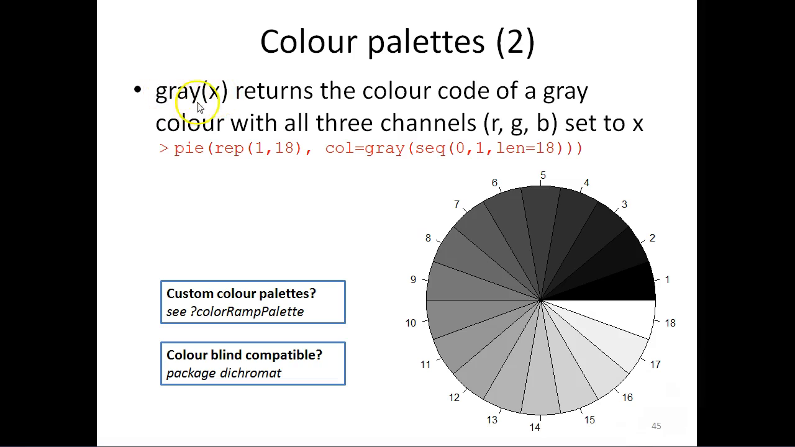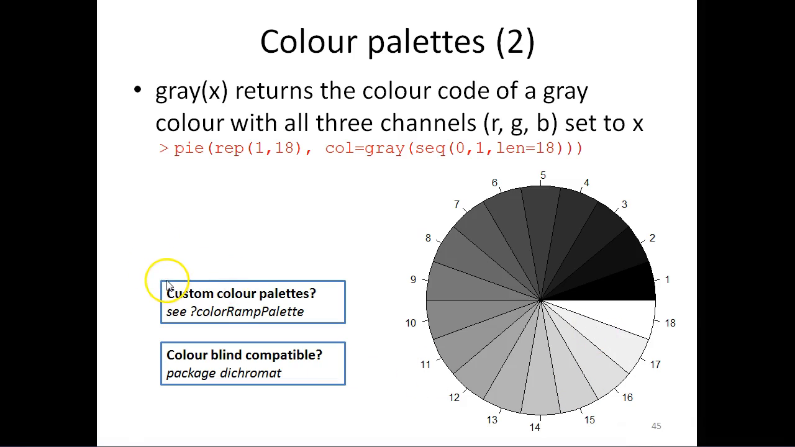So if you write gray 0, you get the color code for black. If you write gray 0.5, you get a gray color in return. In this example, we ask for a pie chart with 18 pieces of equal size, and we want the colors to be 18 colors from the gray scale, ranging from 0 to 1 in 18 steps. You get 0 and then something that's a bit more than 0 and something that's even more. And the result can be seen here, starting with black and ranging over all these gray shades until it reaches white on 18.